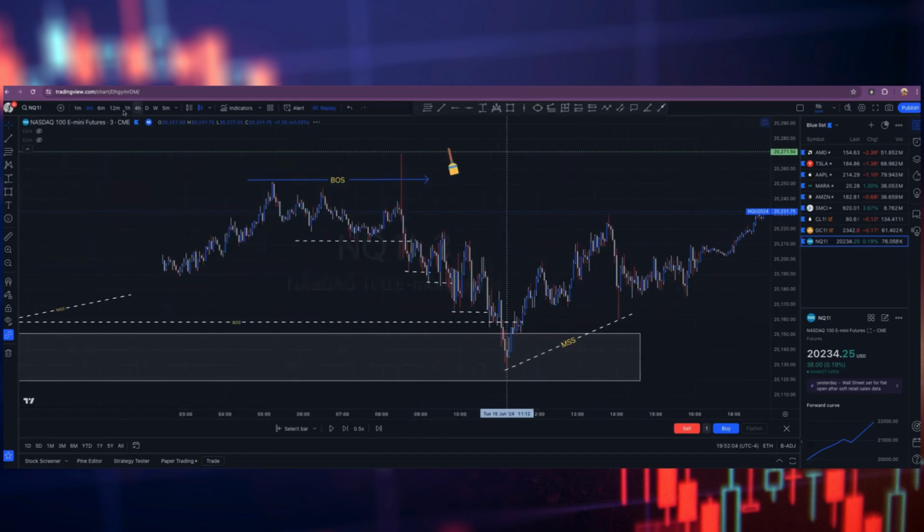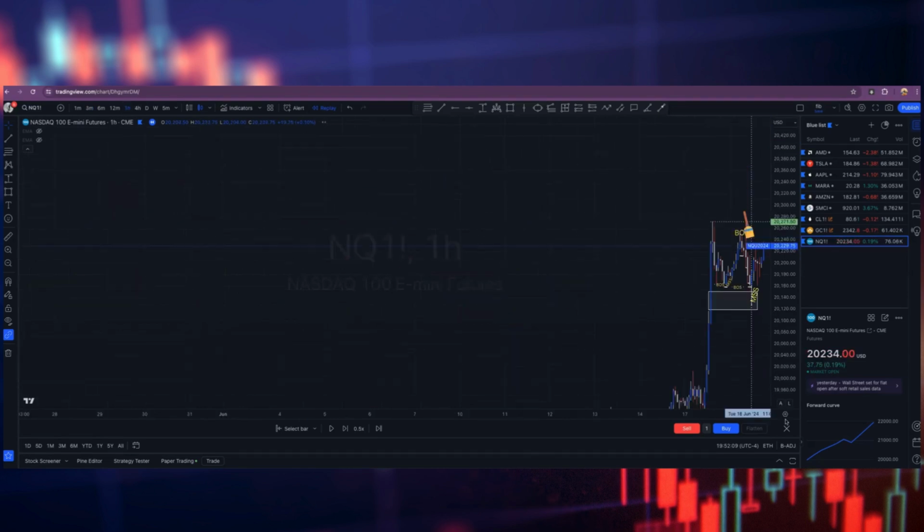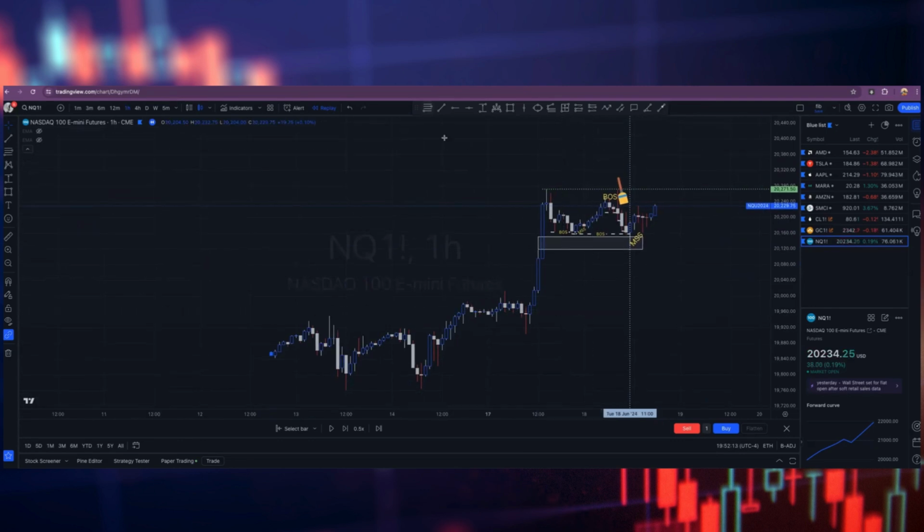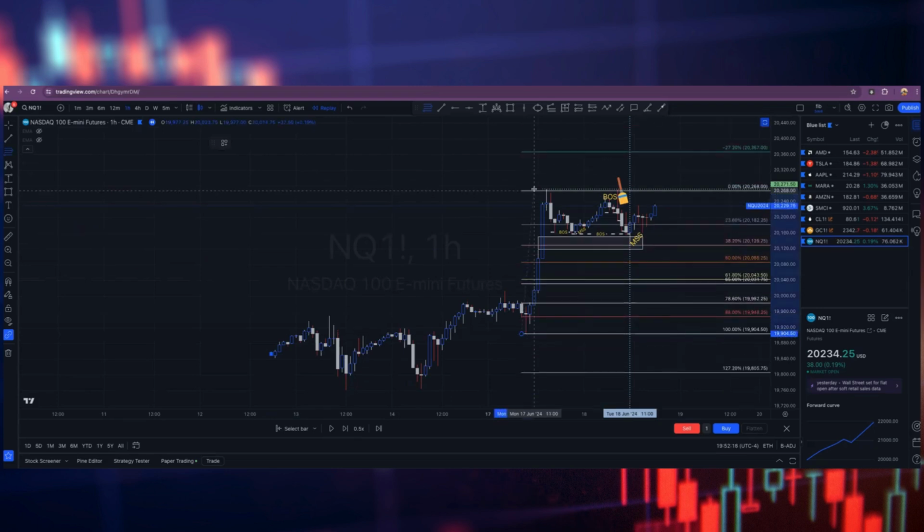Now, you want to see what I mean they discounted price? Simply go back up to a 1 hour chart, scroll back, and you'll see for yourself. We can say from this pivot point here, I'm gonna run our fib to the high. Where did they go? 38%.